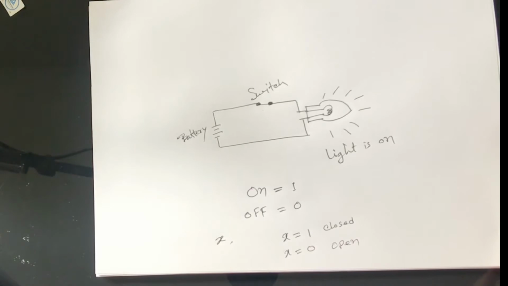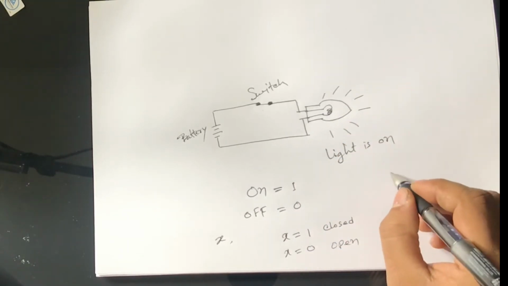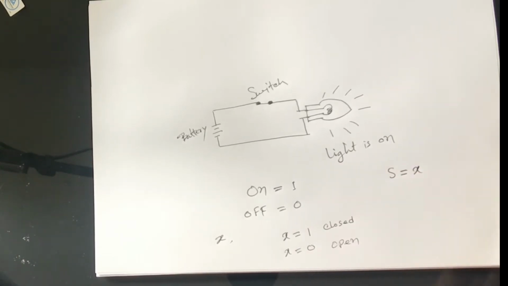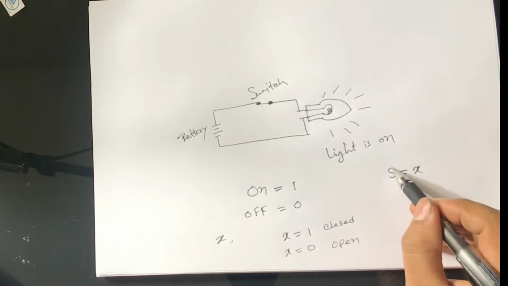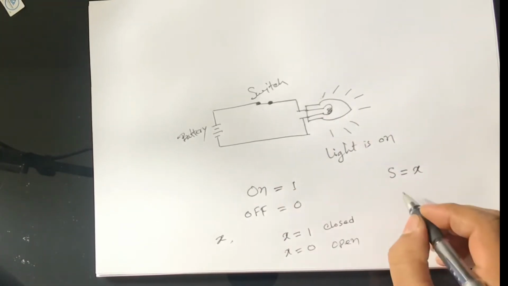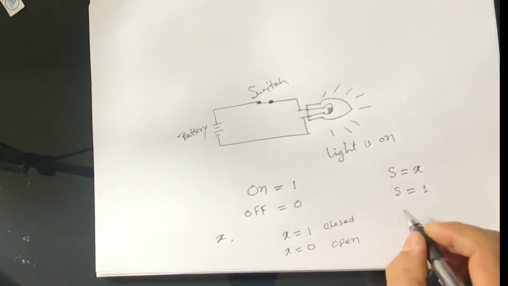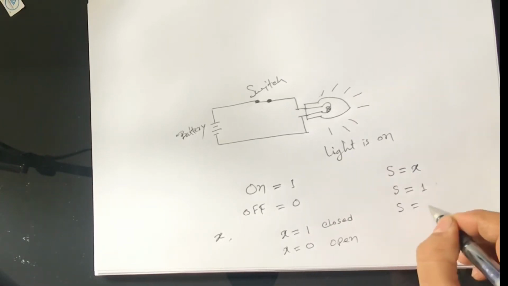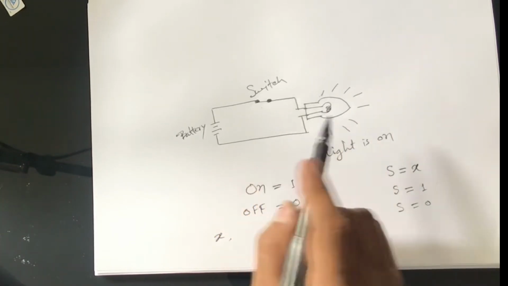Using this simple logic, we can say the state of this light S equal to x. That means when x equal to 1, S equal to 1, that means the light is on, and when x equal to 0, the light is off.